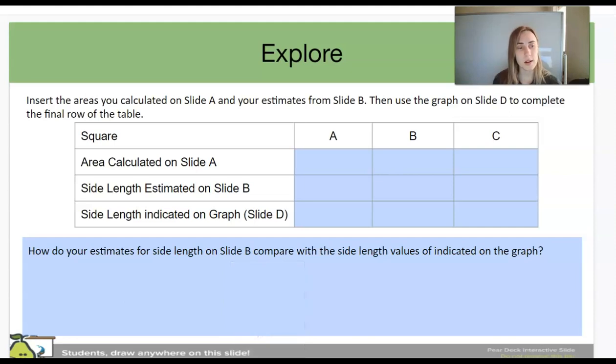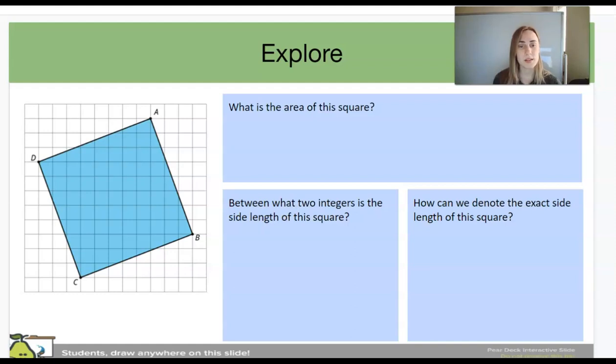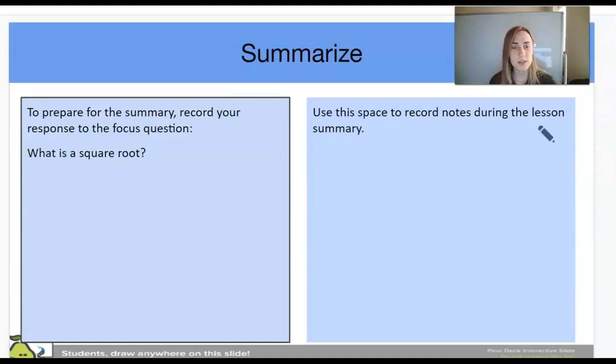And when you've answered all of the blue space, you'll move ahead to slide F and determine what is the area of this square. You're also going to answer between what two integers is the side length of this square, and how can we denote the exact side length of this square. Finally, once you've had time to think on slide F, we'll move on to our summary section, where you're going to answer the question, what is a square root?